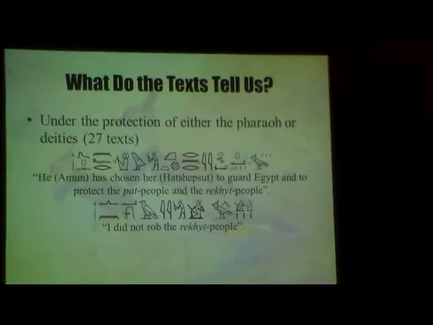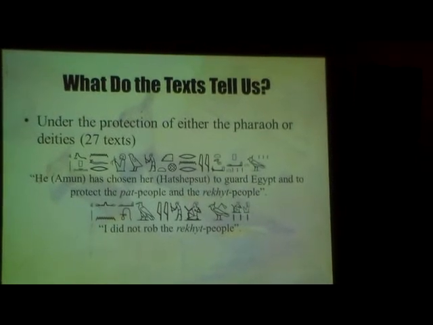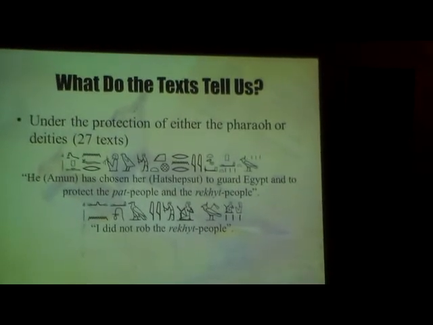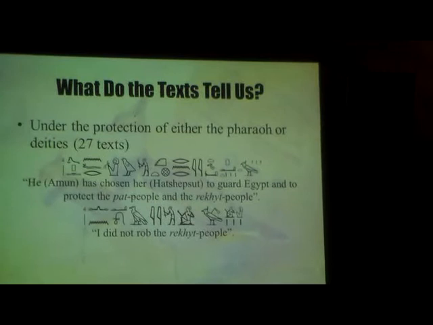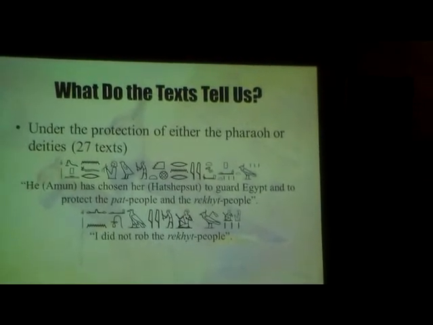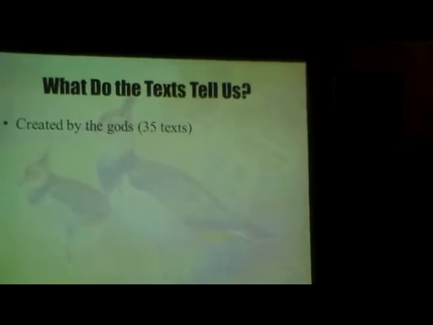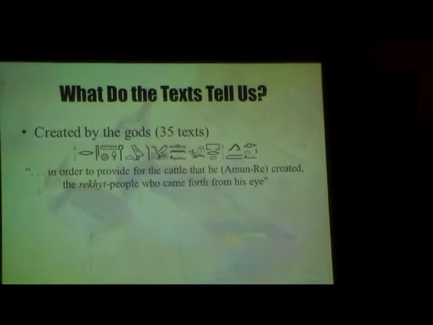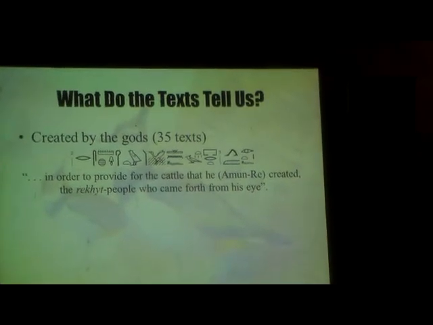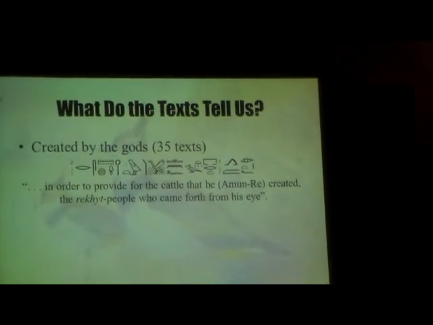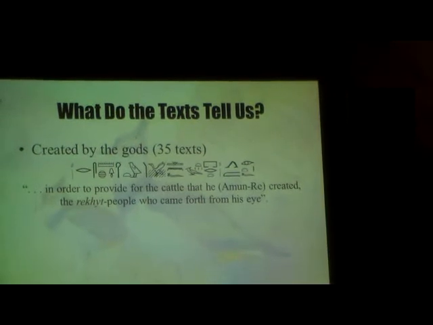Or you even have a 25th dynasty stela, in which the negative confession, chapter 125 of the Book of the Dead, is changed so that one of the confessions is that I did not rob from the rekhyt people, which is quite an interesting one. You have 35 texts in which the gods are referred to as creating the rekhyt people. So this one here, into the Nile, says, in order to provide for the cattle that he, Amun-Re, created, the rekhyt people who came forth from his eye.